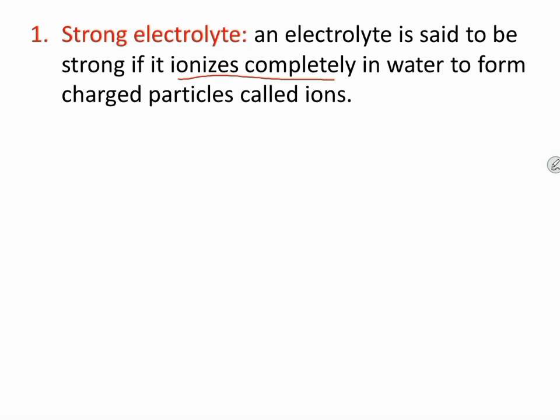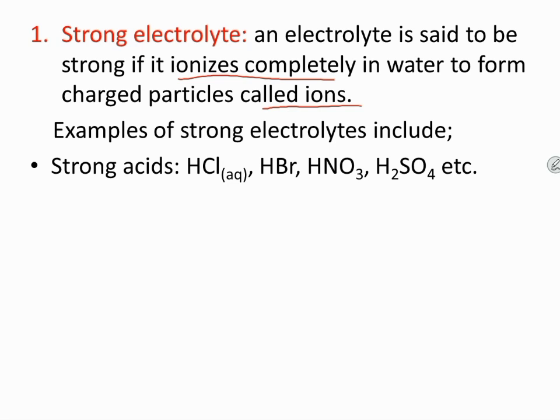For example, if a handful of salt contains, just say for instance, 10,000 molecules of that salt, and all of them dissolve in water and break down to give ions, it means it's a strong electrolyte. Examples of strong electrolytes are all strong acids. What are the strong acids we know? Hydrochloric acid, hydrogen bromide, HNO3, H2SO4, these are strong acids.